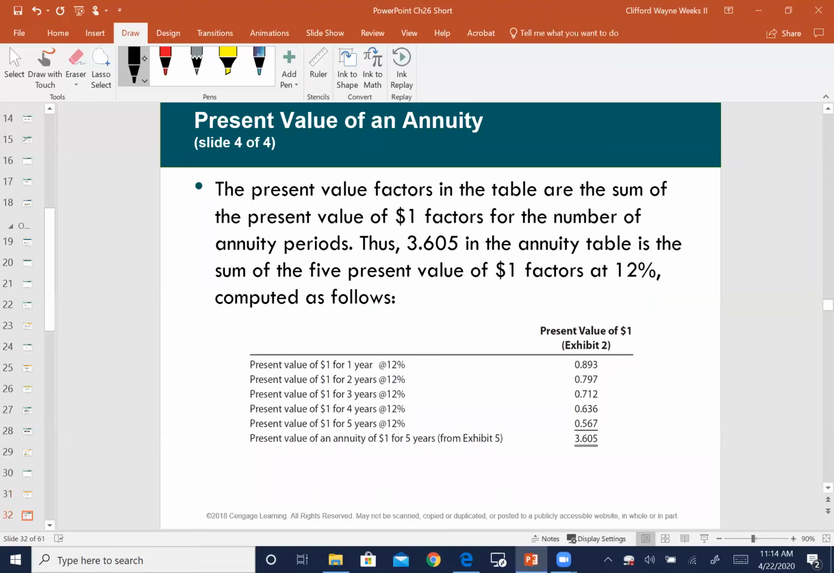All right. And so here, what they're just showing you is, if we use the first table, here's all the present value factors. We add them up, and that's how we came up with the present value of an annuity.